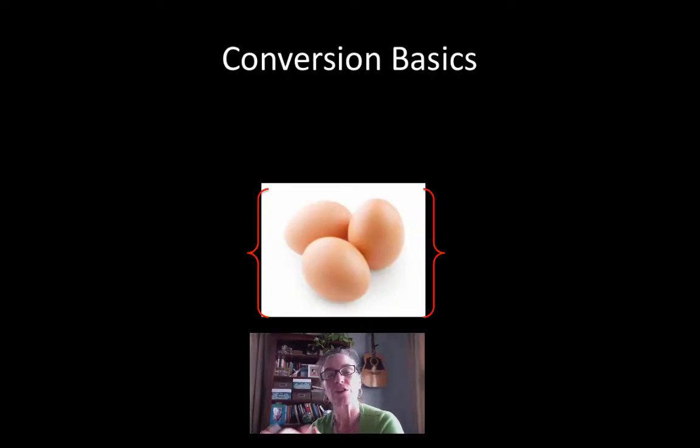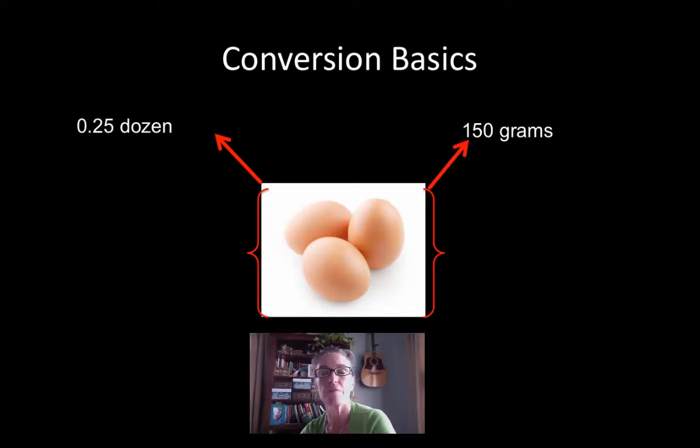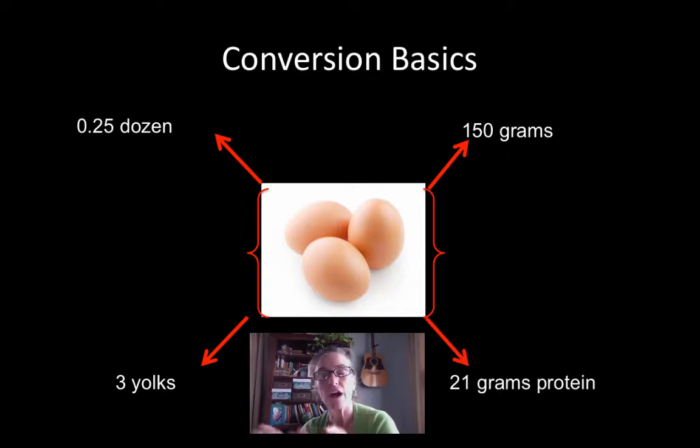Conversion basics. So here I have 3 eggs. These 3 eggs can be described with different units. So for example, I can describe them as 0.25 dozen, but there's still 3 eggs. Or I could describe them as 150 grams if each egg is 50 grams. Then they're 150 grams, but there's still 3 eggs. Or I could describe them as 3 yolks, since each egg has 1 yolk in it, but there's still 3 eggs. Or I could describe them as 21 grams of protein, because each egg has 7 grams of protein in it, but there's still 3 eggs.